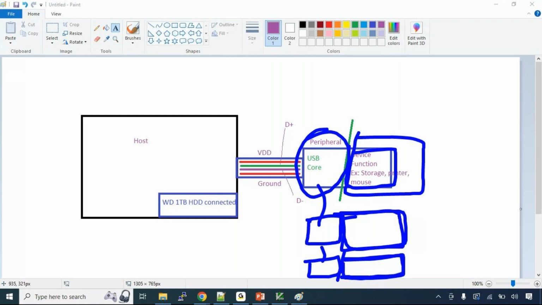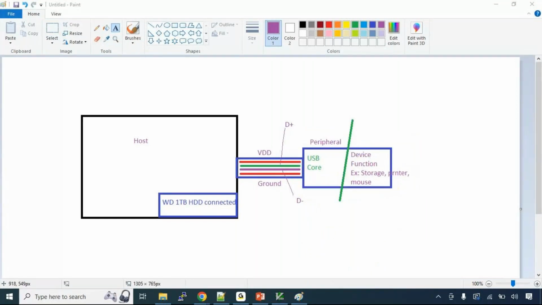Then you may ask, what is the advantage of having USB here? If I remove USB, what is the problem? It will still work. Can you tell me what the challenges are if I remove USB? Assume that I remove the USB core. What is the problem I'm going to face here? Okay, someone said slow transfer. Can someone tell me what the problem is if I remove USB?